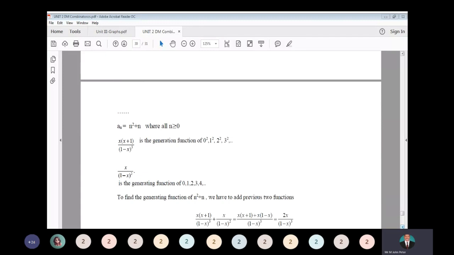So by the x operator, it means x square plus x, like that you will go. So x into (x plus 1) divided by (1 minus x) cube is the generating function of 0 square, 1 square, 2 square, 3 square and so on.